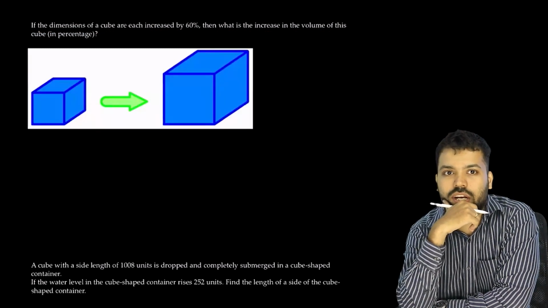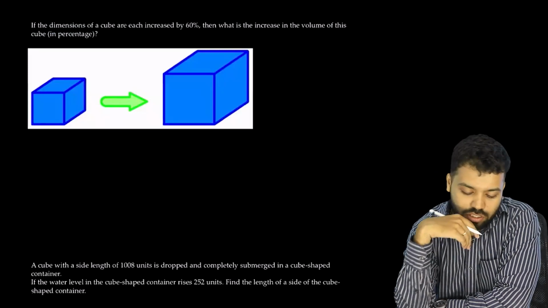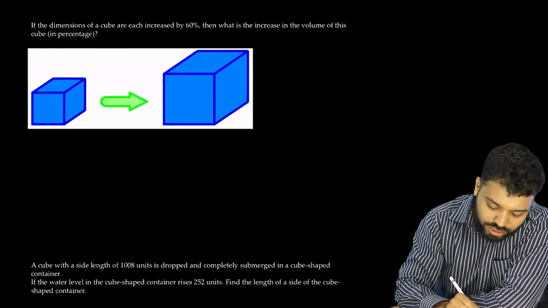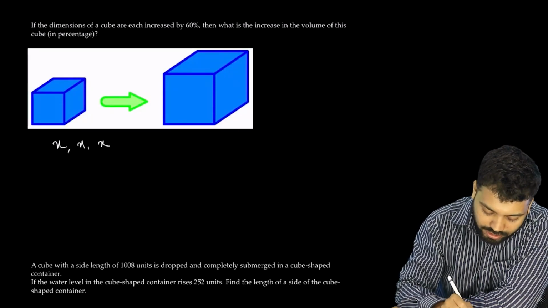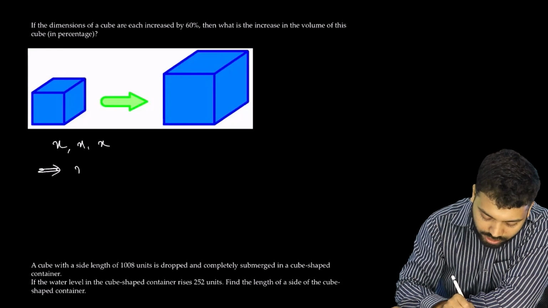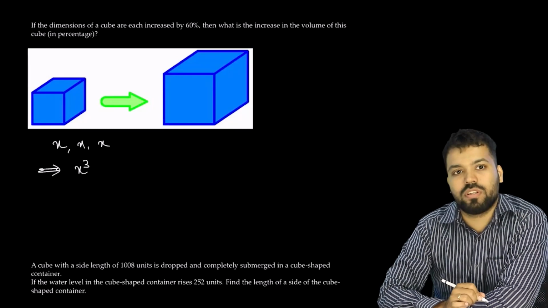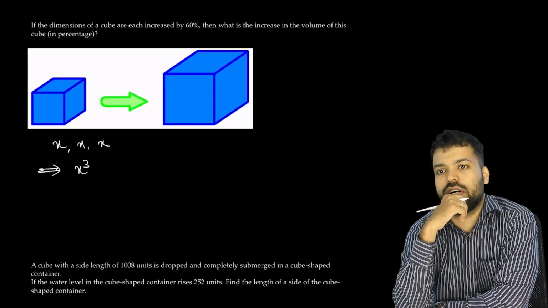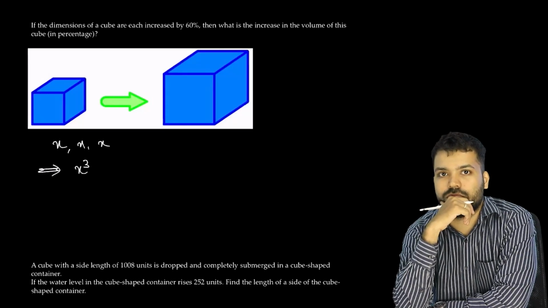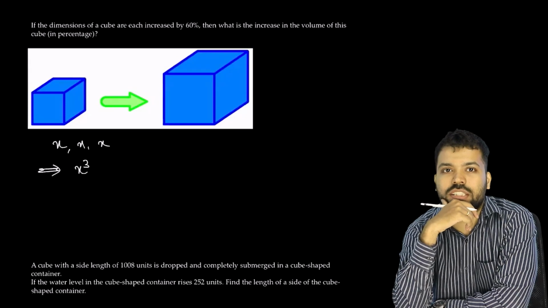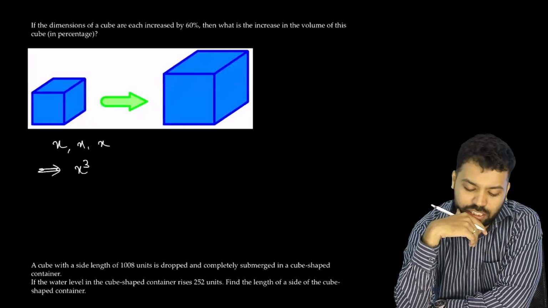I'll take the dimension of the original cube to be x. Okay, x, x, and x. So the volume here will be x cube. So what is the dimension of the new cube? 8 by 5x, or 60%. It has increased by 60%.